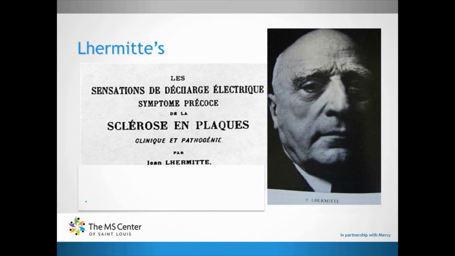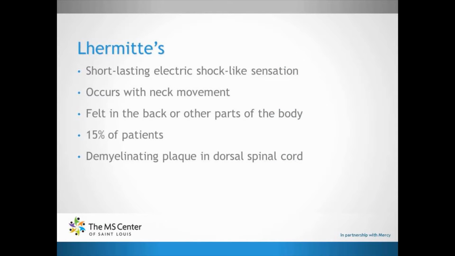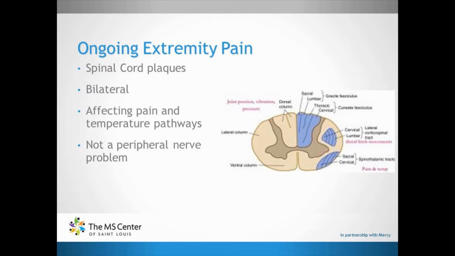So this is a photograph of Dr. Lhermitte, who described multiple sclerosis and the sensation of electric discharges. So what is Lhermitte's? It's a short-lasting, shock-like sensation that occurs when you move your neck up and down. It usually goes down the back, or you can feel it into your arms and legs, and this occurs in 15% of people with MS, although again, I must say I've seen it more commonly than that. And what happens, there are demyelinating plaques in the dorsal part of the spinal cord. If you go back to that picture you had, dorsal means back, more towards the back or posterior.